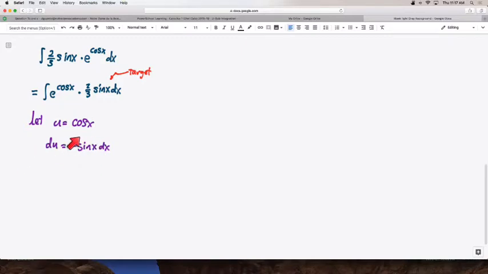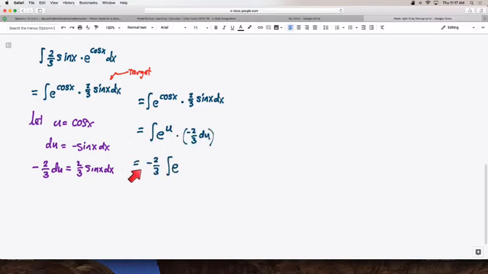And then I see my target is 2/3 sine of x dx. So I'm going to multiply both sides by negative 2/3. The negatives multiply out to be a positive 2/3 sine of x dx. So that matches. When I see 2/3 sine of x dx, I replace it with negative 2/3 du, and I replace the cosine with u.